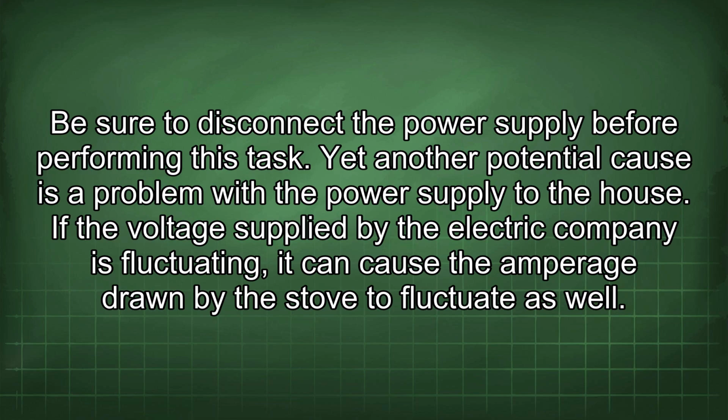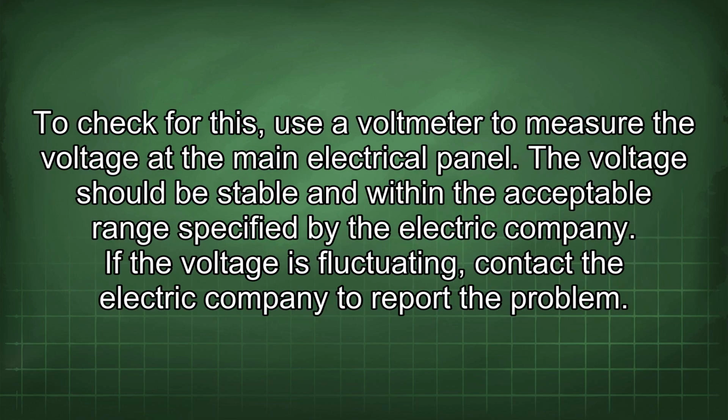Yet another potential cause is a problem with the power supply to the house. If the voltage supplied by the electric company is fluctuating, it can cause the amperage drawn by the stove to fluctuate as well. To check for this, use a voltmeter to measure the voltage at the main electrical panel. The voltage should be stable and within the acceptable range specified by the electric company. If the voltage is fluctuating, contact the electric company to report the problem.